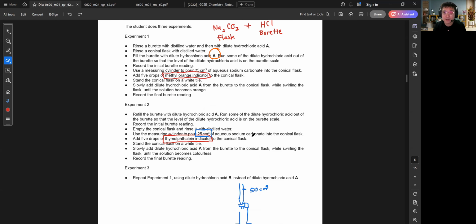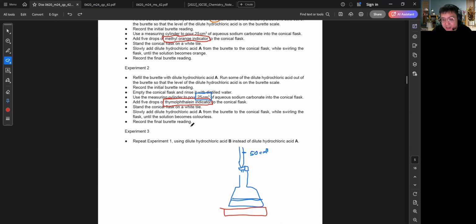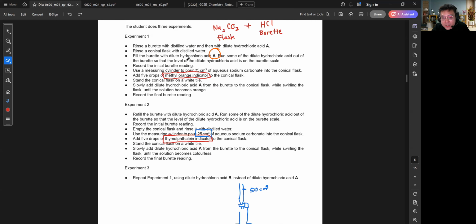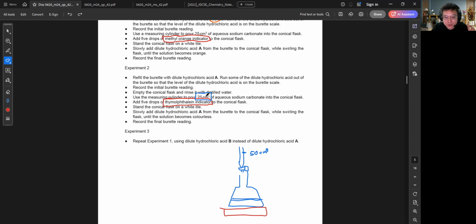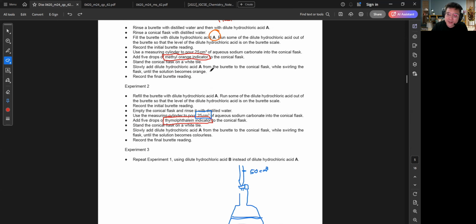So please make sure before you do this, you all have the colors of the methyl orange and the thymolphthalein indicator. Stand the conical flask on a white tile. So again, it's a white tile, right? Slowly add hydrochloric acid A, swirling until it becomes colorless. Record. So this colorless is when it turns acidic, but for thymolphthalein. Whereas for methyl orange, it turns orange when it is acidic. So it's not different. It's just that the indicator is different.